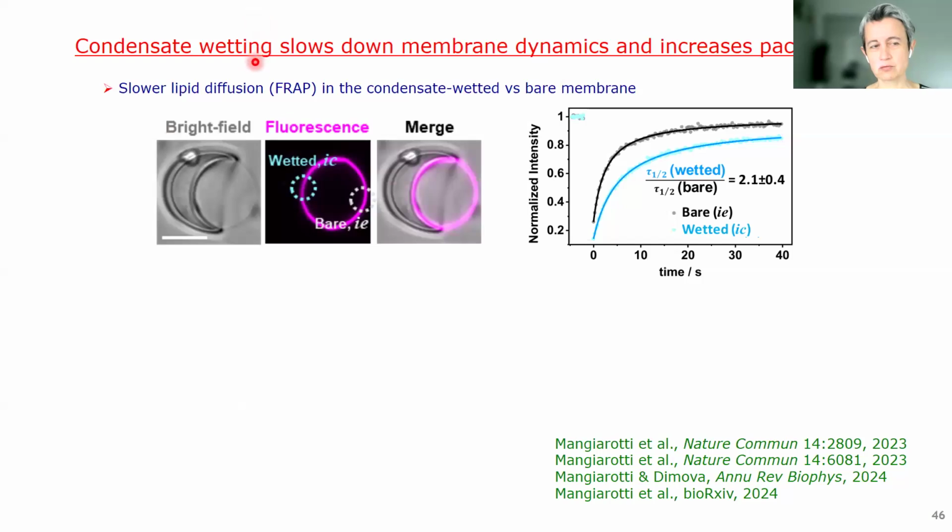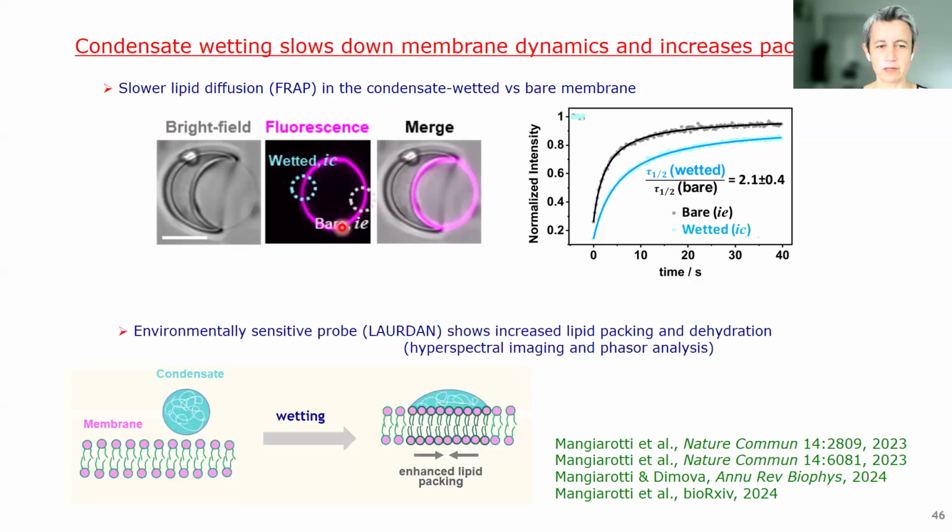What condensates do to the membrane when they wet them is that they slow down the diffusion of the lipids. So here we have fluorescence recovery after photobleaching experiments done on a vesicle that on one side has a droplet wetting it. So in the wetted part, we see that the diffusion is twice slower compared to the bare part of the membrane. Using environmentally sensitive probes such as Laurdan, we also resolve that the packing in this wetted region of the membrane is increased and the lipid gets dehydrated.